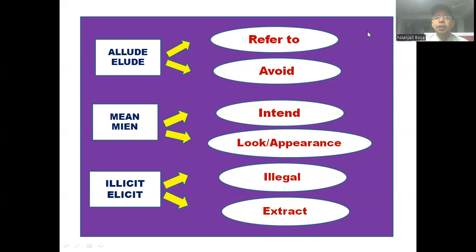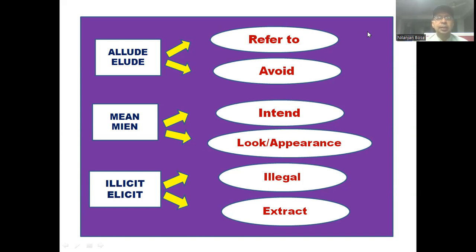But if you talk about the word mien, M-I-E-N, when the spelling is just like that, then it means look or appearance. किसी का look या appearance के बारे में जब बात करेंगे, the same pronunciation is there, but the spelling is different. It is M-I-E-N. So don't be confused. Be careful. I must tell you that while applying all these words, you must be careful enough so that you cannot mix up.